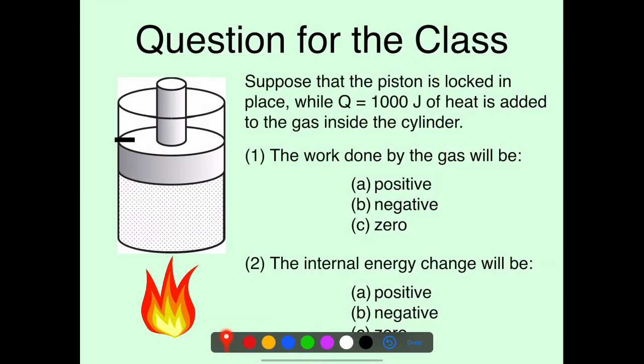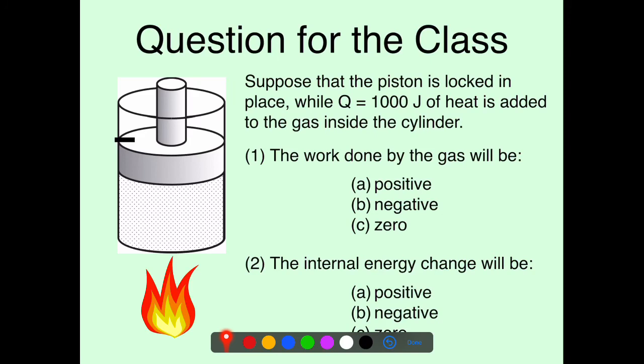Okay, so let's take a look at another example. In this one, we have a cylinder full of gas enclosed by a piston, but this time the piston is locked into place, so it can't move. It's not allowed to move. While this is happening, we add 1,000 joules of heat to the gas. So you can imagine maybe there's a little flame under the container.